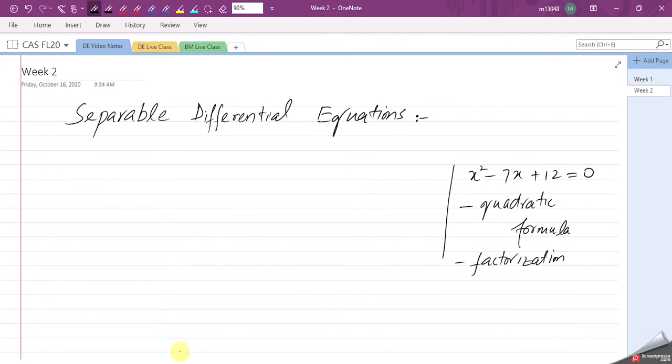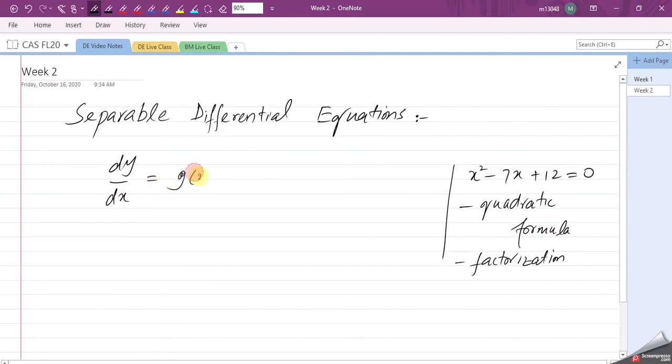Let's start with the separable ones. A separable differential equation has the form like this. You can write a separable differential equation in this form. So we can separate out the x function and the y function with the multiplication in between. Yes, that's very important. With the multiplication in between, not addition or subtraction.